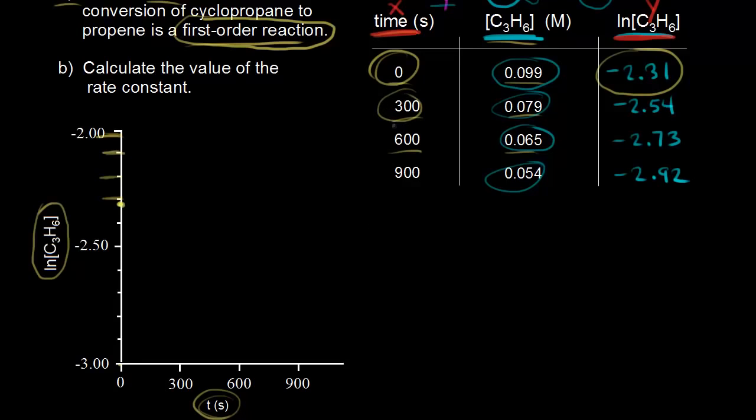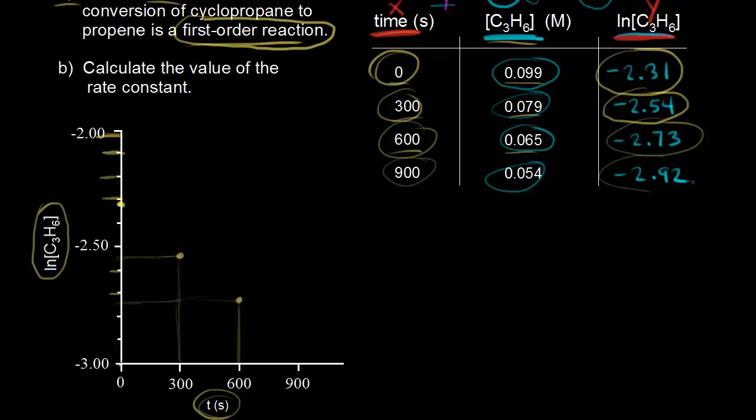Next point: when time is equal to 300 seconds, y is equal to negative 2.54. So 300 seconds would be here, and negative 2.54 is pretty close to here. We'll say that's approximately that point. Next, time is equal to 600 seconds, negative 2.73. That would be close to there. Certainly not perfect, but close enough. Finally, time is equal to 900 seconds, negative 2.92, which would be pretty close to there.